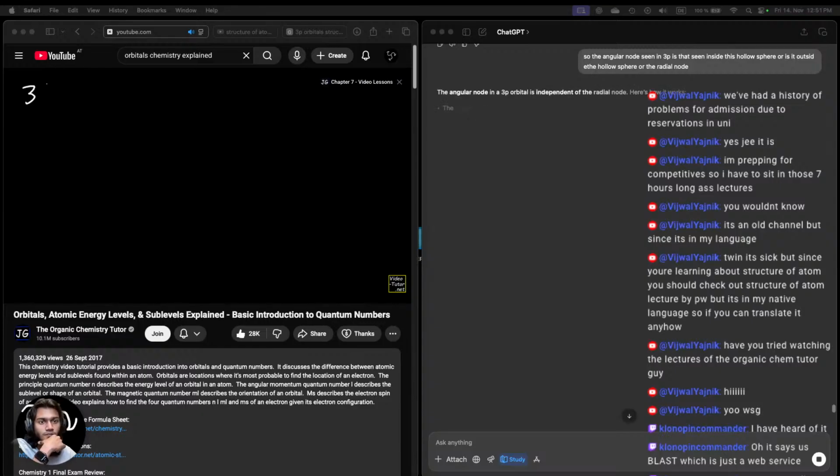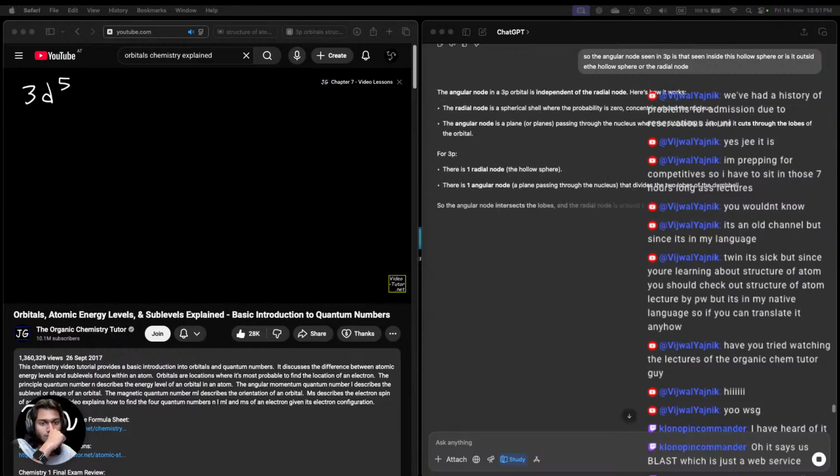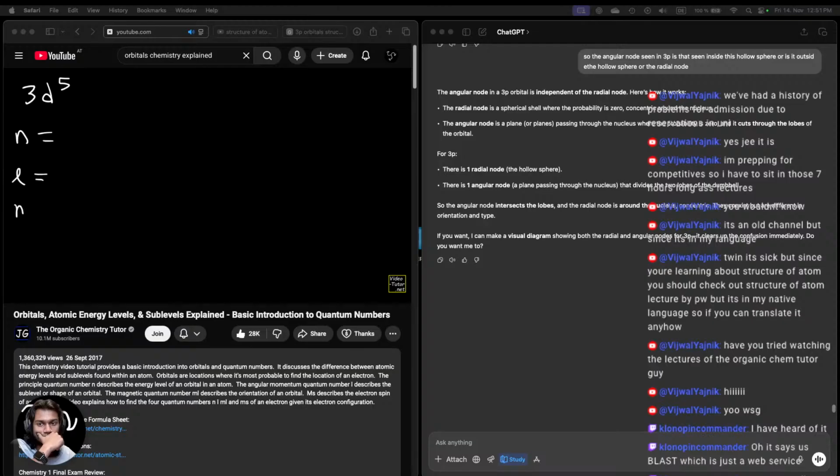So let's try one more example. Go ahead and find the 4 quantum numbers that correspond to the 3d5 electron. You can pause the video if you want to. Now the easiest one to see is the number in front of the D sublevel. So N is 3. This number corresponds to the energy level.